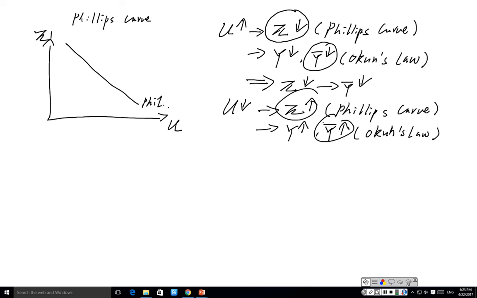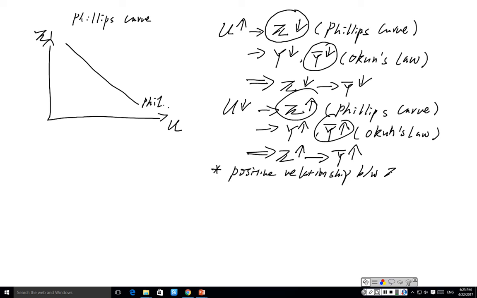Let's see what happened to the inflation rate and the output here. So when the inflation rate is high, using both the Phillips curve and outcome law, we know the output gap will be high too. So what's the relationship exists between the inflation rate and the potential GDP or output gap? And we can find here the conclusion is that's a positive relationship between the inflation and output gap, Y bar.